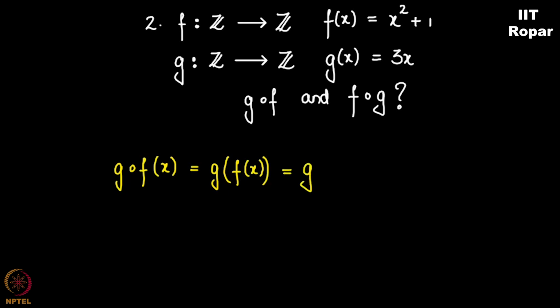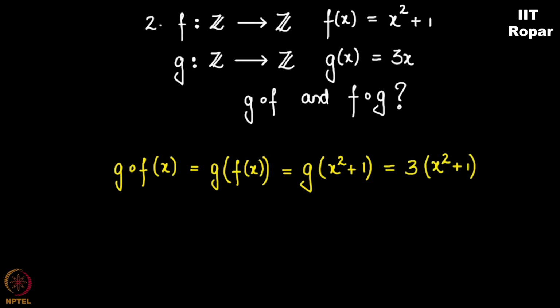Now, if this is going to be my term in the domain of g, then what is g of this term? Let's say this is y. So what is g of y going to be? It is going to be 3y. So y is x square plus 1, and hence it is 3 into x square plus 1.